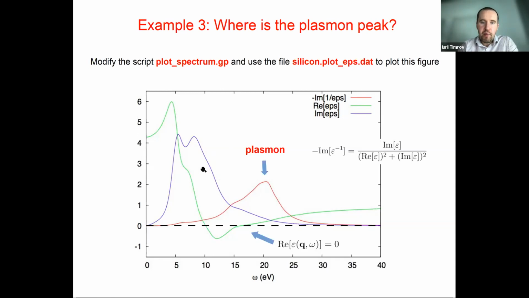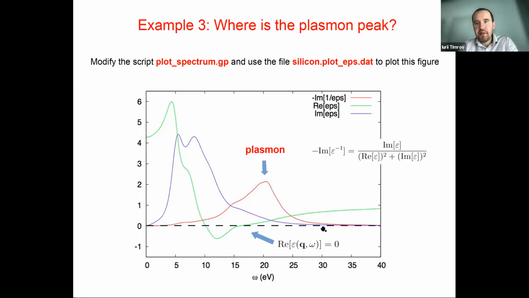And on this figure, we plot also other quantities like the real part and imaginary part of epsilon. So the real part is the green one. You see it can even have negative values. And the imaginary part is this purple spectrum.